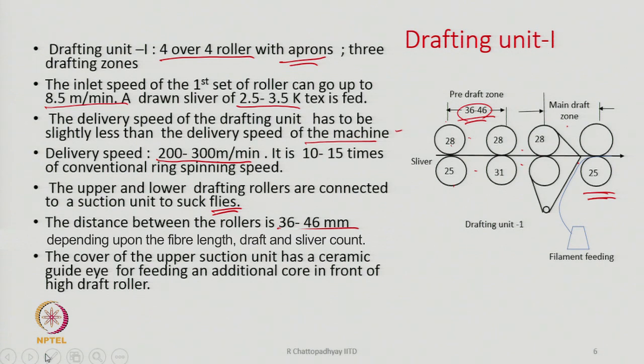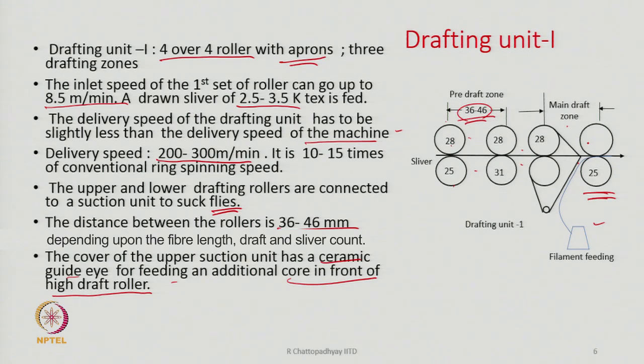The suction unit may have a ceramic guide for feeding an additional core in front of the high draft rollers. That is, here we can have a system of feeding a filament, like in the diagram we are showing, where the filament goes directly into the nip of the front pair of rollers. The advantage here is that we can have one more component as a part of the core, and that could be filament. So, for filament feeding, that could be some separate arrangement, but it is actually very simple.